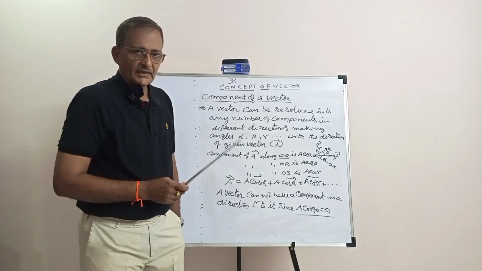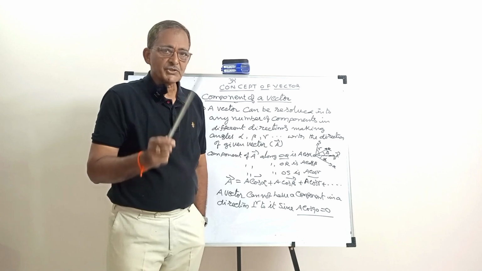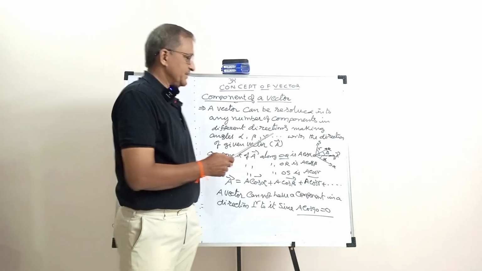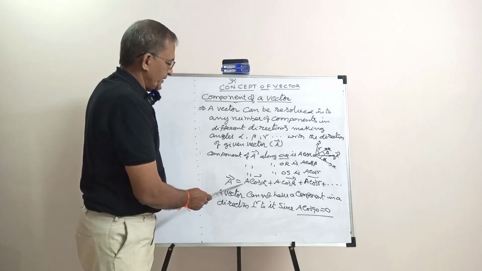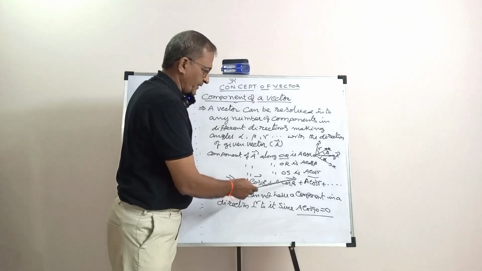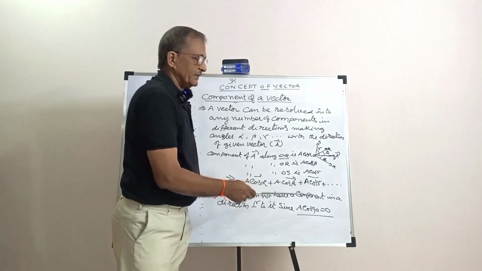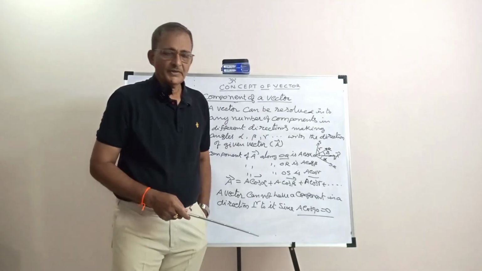The rule is that the vector sum of all the components must be equal to the given vector. That is the resolution of a vector into components. Therefore, A bar is the sum of A cos alpha plus A cos beta plus A cos gamma. In this way, you can extend it to any number of components.